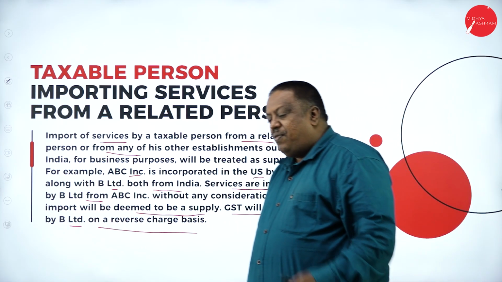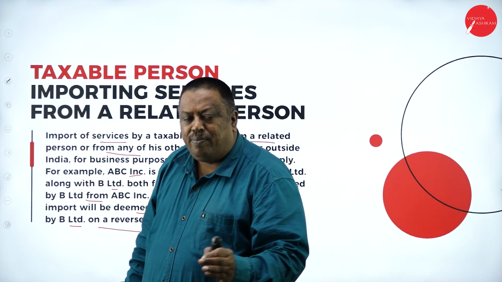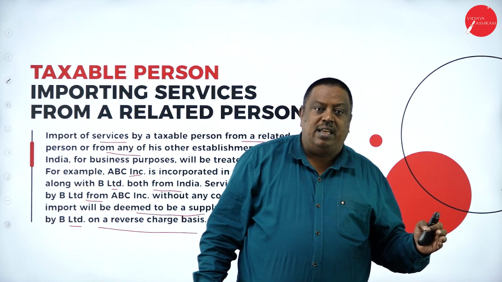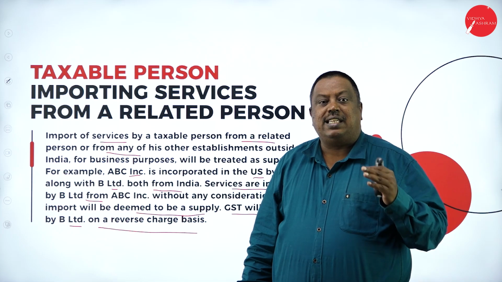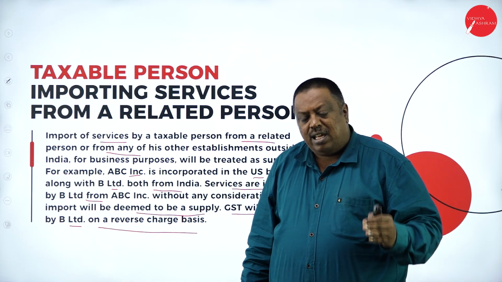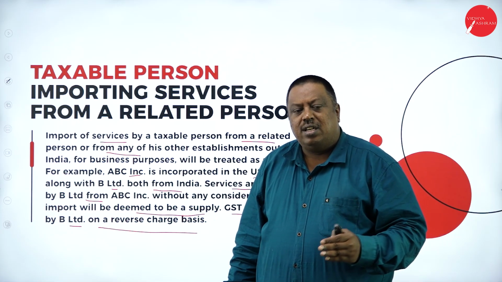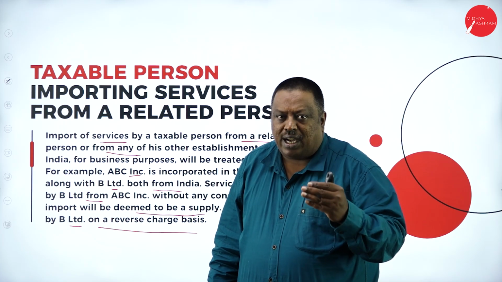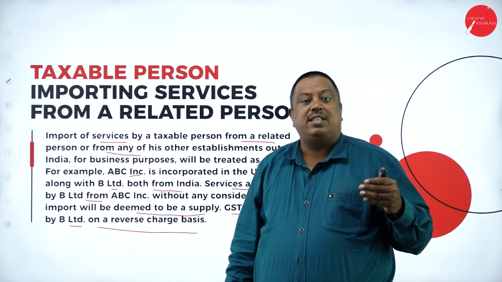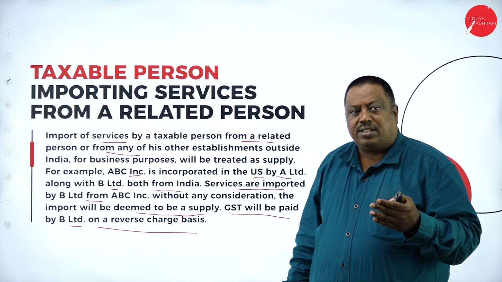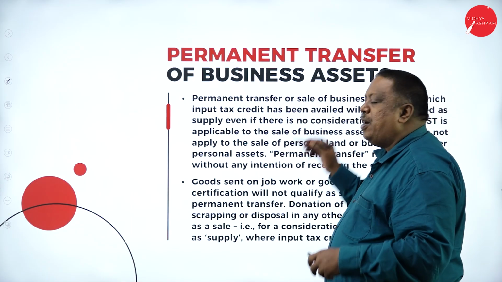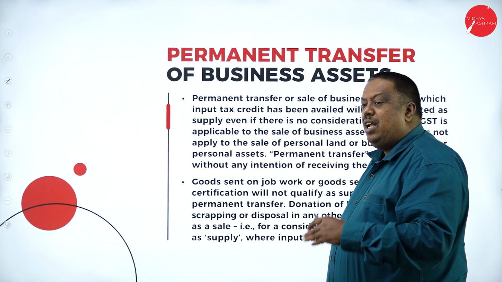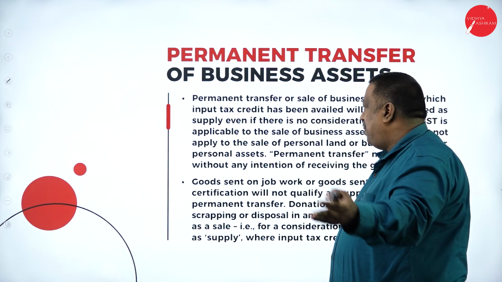They're saying that if any services are obtained by any company, either a related company or any other company, it comes under the GST bracket and GST is going to be charged on a reverse charge basis. Reverse charge basis is nothing but I can claim input tax credit benefits also. So next we have here permanent transfer. Permanent transfer is nothing but I'm transferring my assets totally to another person.